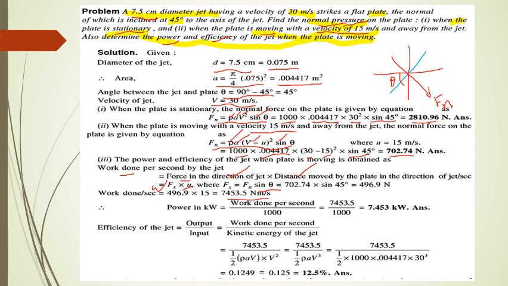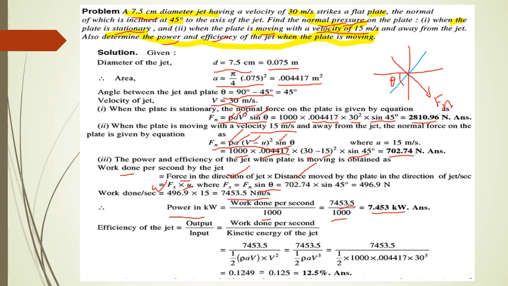We have to calculate power. The unit of power is kilowatts. Power equal to work done per second divided by 1000. That implies work done 7453.5 divided by 1000 equal to 7.453 kilowatts.